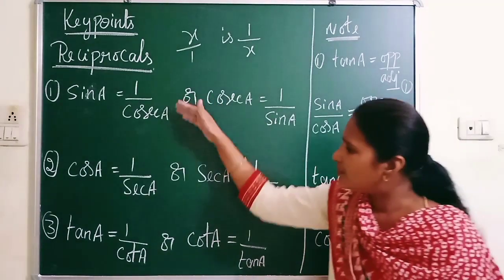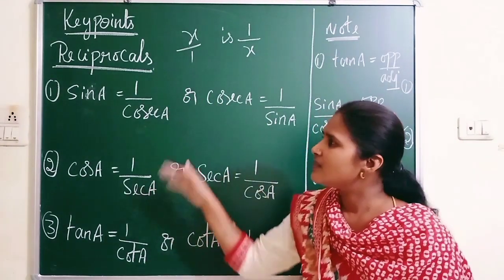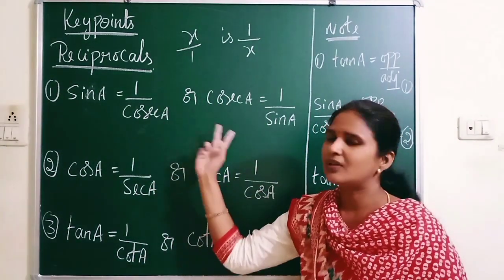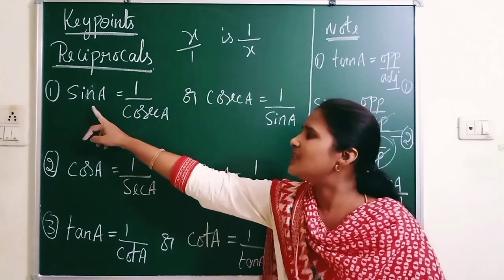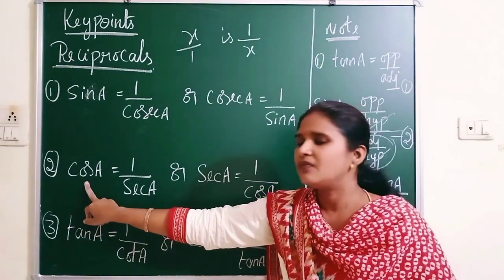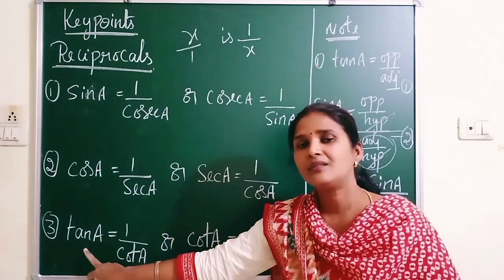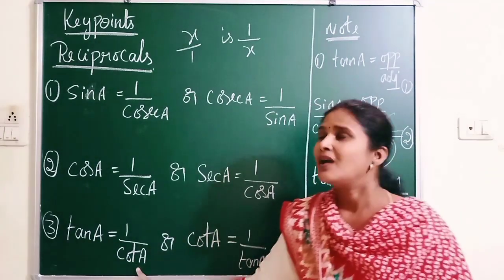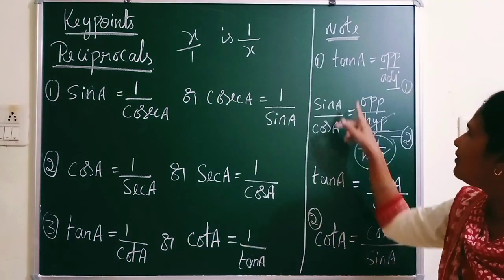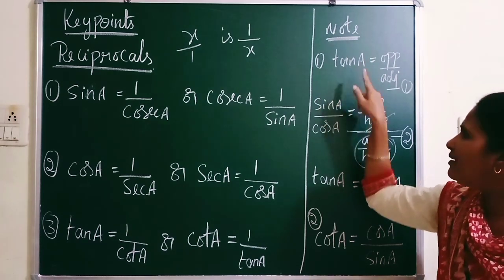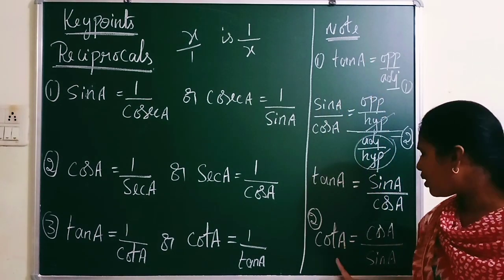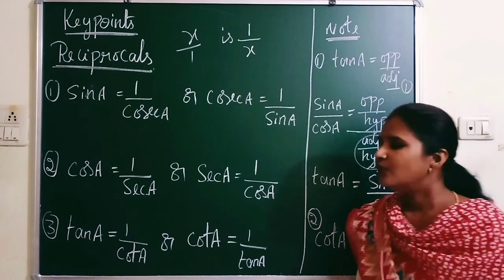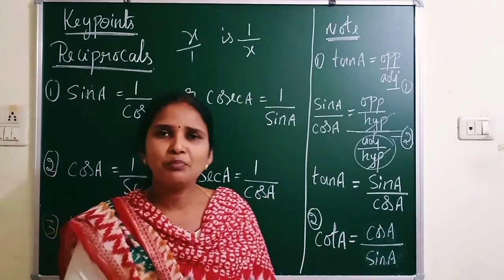So these are the three reciprocal relationships between pairs of trigonometric ratios: between sine and cosec, between cos and sec, and the third between tan and cot. And these two key points give the relationship between tan, sine and cos, and between cot, cos and sine. So with this I end my session.